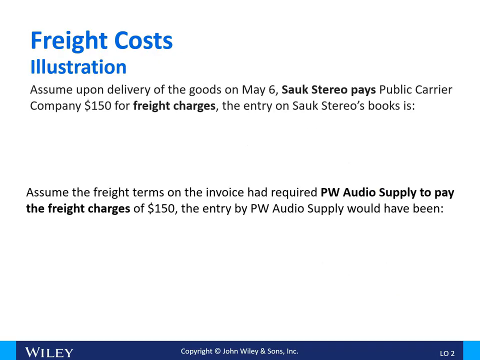So we'll look at some entries related to this. Assume upon delivery of the goods on May 6th, Sauk Stereo pays Public Carrier Company $150 for freight charges. Sauk Stereo would record the entry. Again, they're the buyer. They're paying for the shipping costs. The shipping costs go into inventory. So we're going to debit inventory, credit cash.